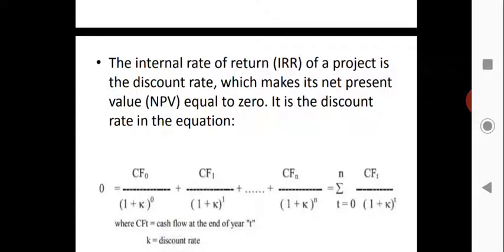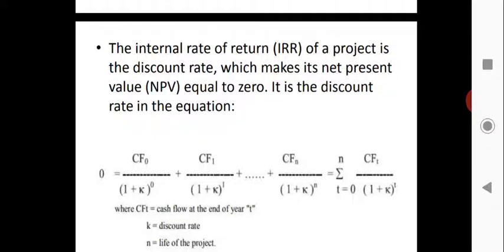The internal rate of return of a project is the discount rate which makes its net present value equal to 0. നോക്കാൻ മതി, നെറ്റ് പ്രസൻറ്റ് വാല്യൂ 0 ആണ്. നേരത്തെ നെറ്റ് പ്രസൻറ്റ് വാല്യൂ ഉണ്ടായി. ഇതിൽ ഇവൻ്റെ നെറ്റ് പ്രസൻറ്റ് വാല്യൂ 0 ആവുകയാണെങ്കിൽ മാത്രമേ ഇതിൽ നമ്മൾ ഇത് കൺസിഡർ ചെയ്യാൻ പാടുള്ളൂ. അപ്പോൾ ഇത് 0 ആവണം, നേരത്തെ 0 ആവണ്ട.